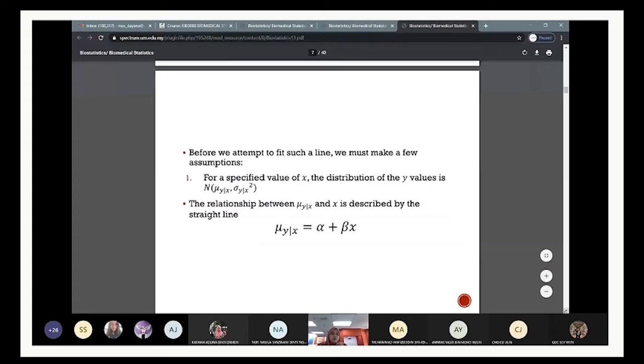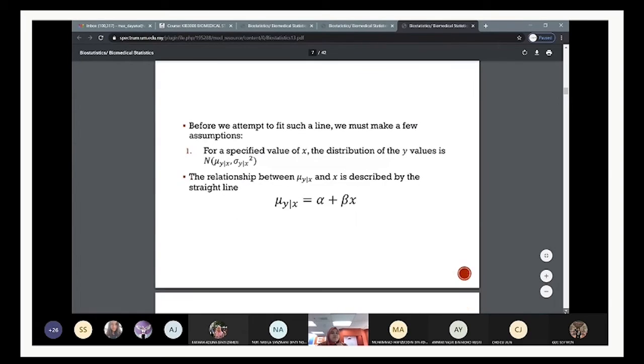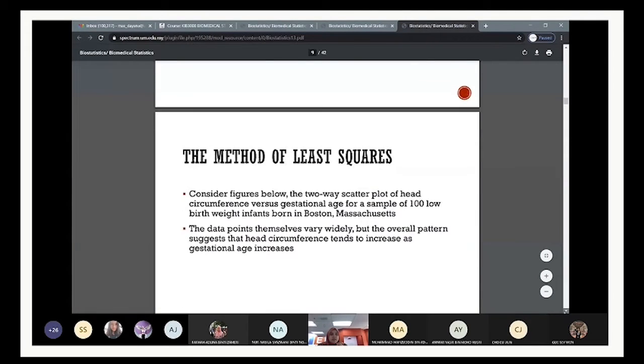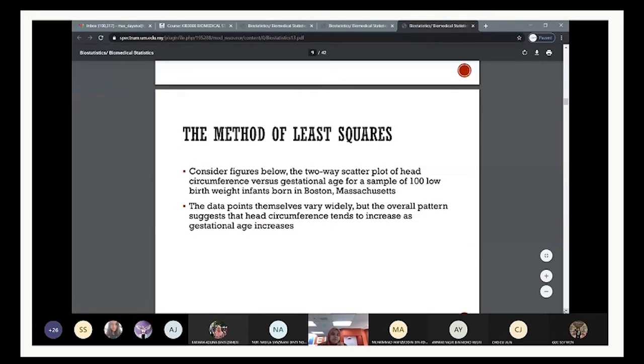Before we attempt to fit such a line, we make a few assumptions. For a specific value of x, the distribution of y is normal. So this linear regression is used when the data is normally distributed. For a specific value of x, the standard deviation does not change, and the outcomes y are independent of x. So we are using the method of least squares.